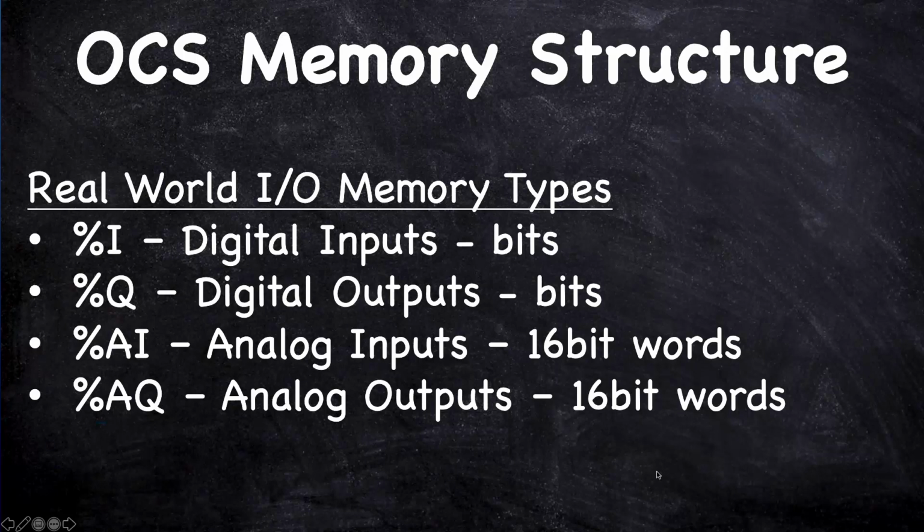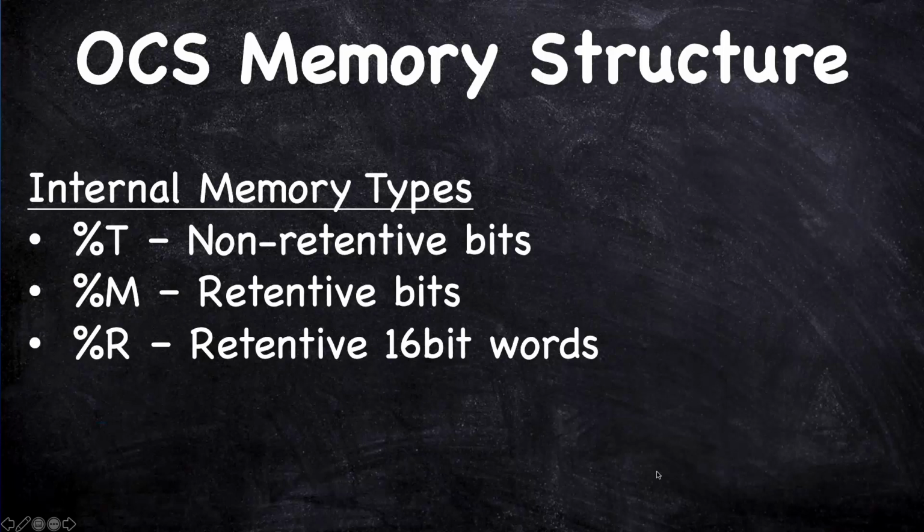As I mentioned in the hardware configuration section, there are 4 different types of real-world I/O memory. Those include I's for digital inputs, Q's for digital outputs, and then a couple of word types for the analogs, AI for analog inputs and AQ for analog outputs. In addition to that, there are also internal memory types. %T or temporary, non-retentive bits, %M or maintained for retentive bits, and then some general purpose word type registers, %R, which are retentive 16-bit words.